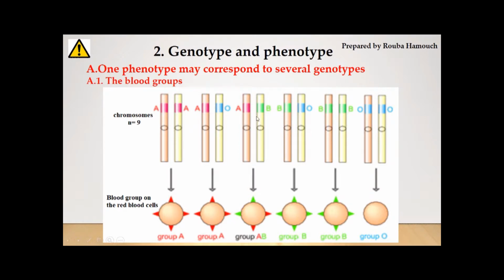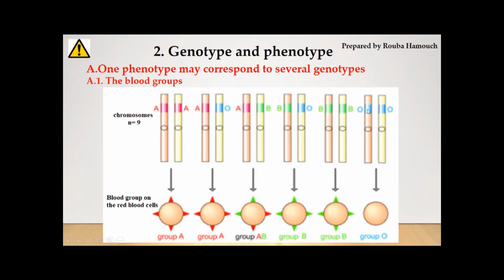Now, if A and B are found together, they are co-dominant. They will be translated into antigen A and antigen B that will be expressed on the surface of the red blood cell, and we obtain the group AB. Now, when allele B is found with allele O, or when we have two identical B alleles, we obtain group B, since the red blood cell will present on its surface the antigen B in both cases.